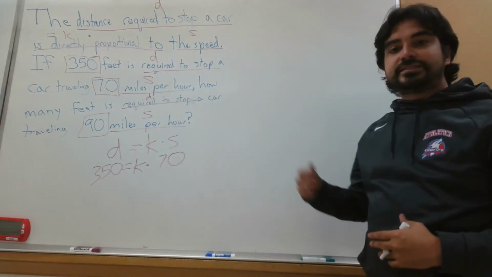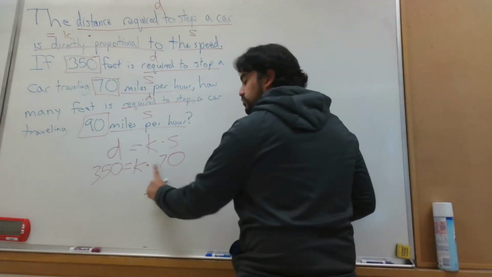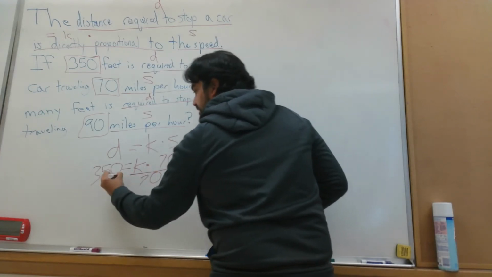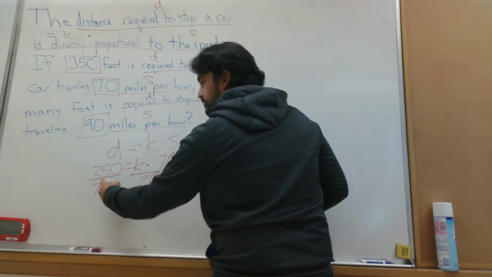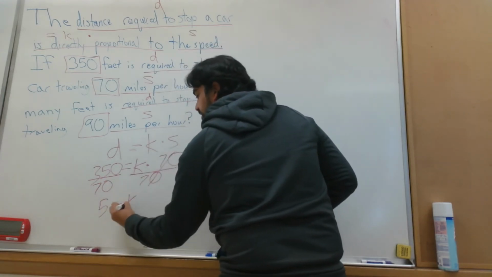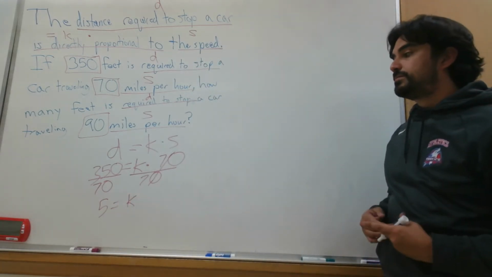Now what I need to do is get K by itself. Well, in order to do that, I know this is multiplication, so what I'm going to do is divide. I'm going to divide both sides by 70. 350 divided by 70 is 5, is equal to K. So I know my K value is 5.